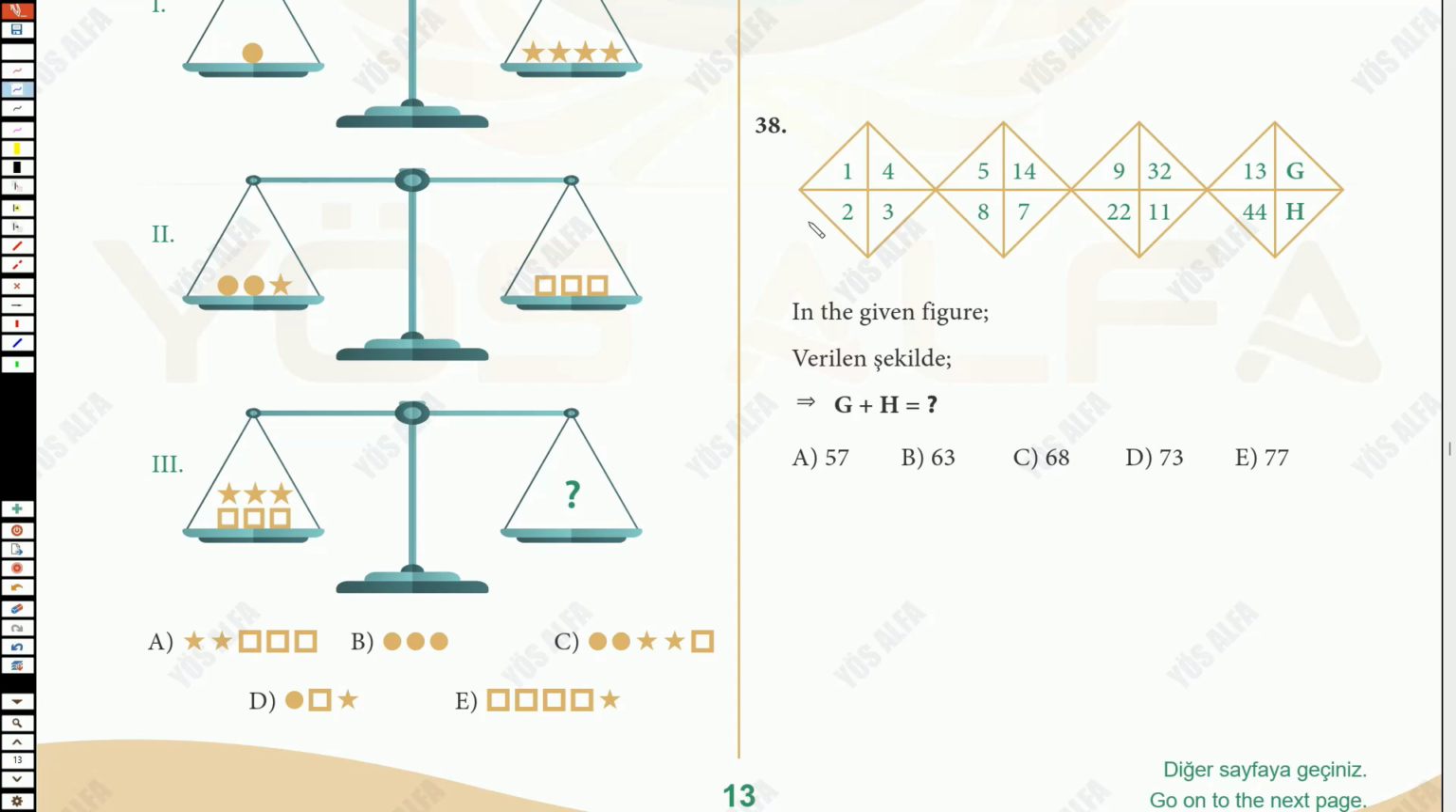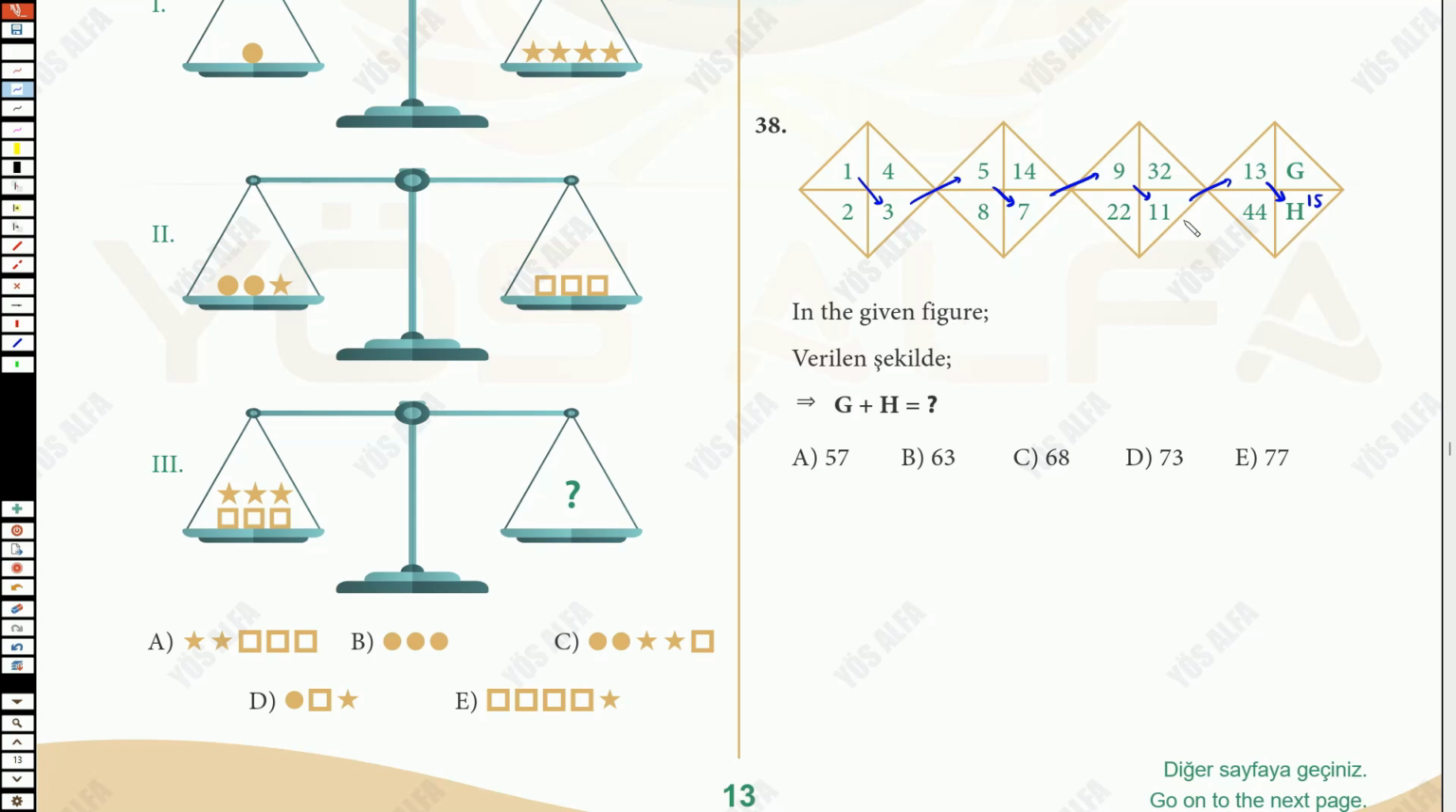Number 38. This looks like a number figure relation problem. Let's see if it is so. So we have 1, 3, 5, 7, 9, 11, 13. So here it should be 15. So this is a sequence problem. It's not necessarily number figure relation. So we're done with the one relation, so we end up with 15 as the H value.